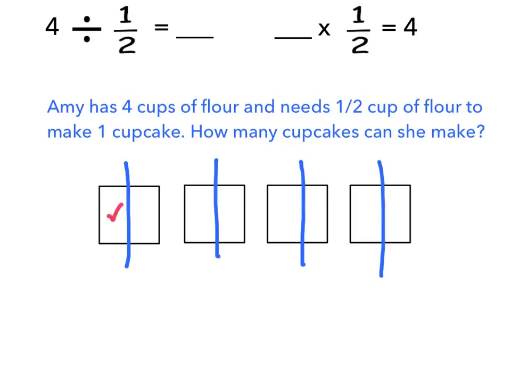Now, I have 1/2 cup of flour, 2 halves, 3 halves, 4, 5, 6, 7, and 8. So in total, how many cupcakes can she make? She can make 8 cupcakes. That means that 4 divided by 1/2 equals 8, and 8 times 1/2 equals 4. That was an example of dividing a whole number by a fraction using the help of a visual model.